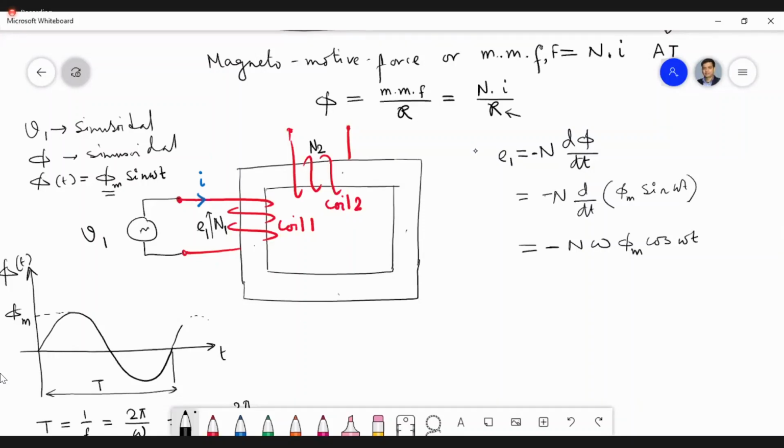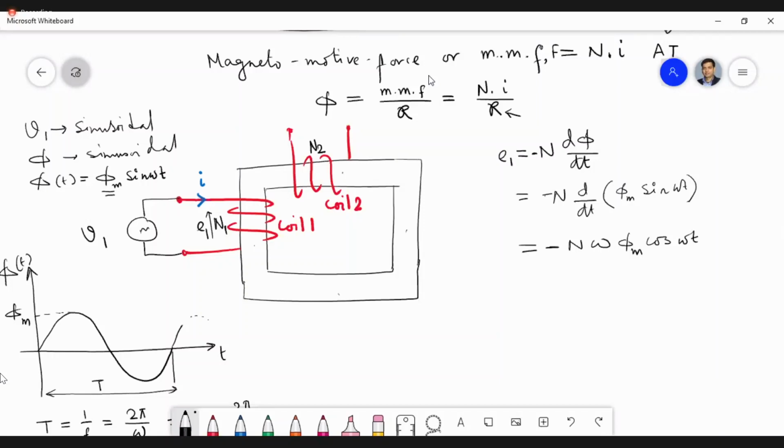I'm just asking if you are aware of these terms like RMS and average values. Yes, sir. It is part of basic electrical, but not in depth, only the definition. Okay, that will also work.